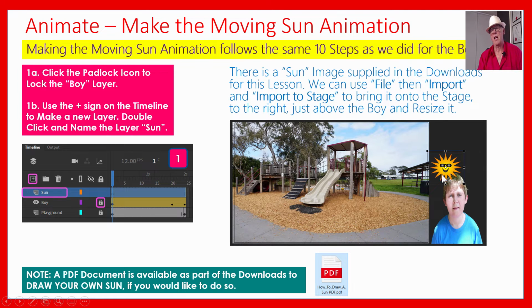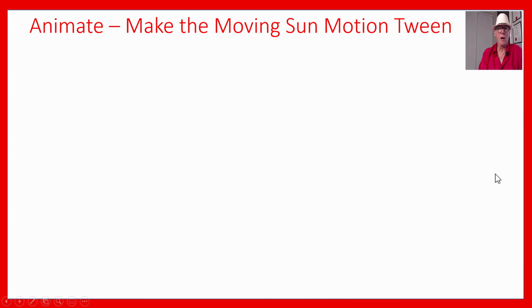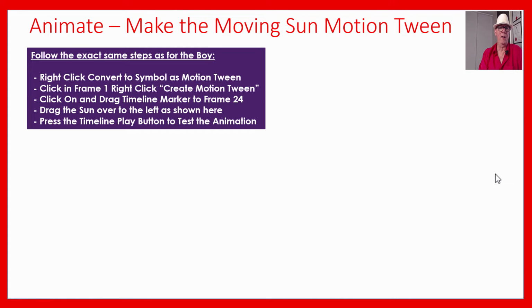If you want to draw your own sun, there is a PDF document available. It takes you through the steps of how we drew the sun, making a star shape with 20 points on it, how we added the gradient, how we made the sunglasses and the smiley mouth. If you want to learn how to do that, go look at this document. We were going to put it in the lesson, but the lessons ended up so long, we didn't want a 2-hour lesson in here.